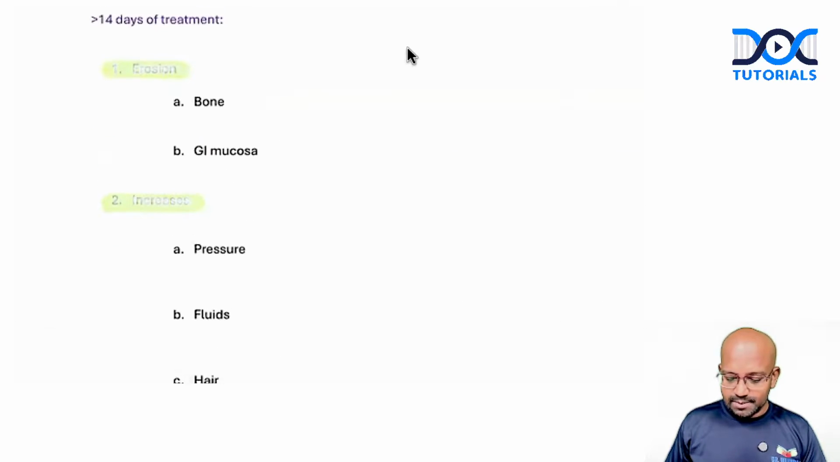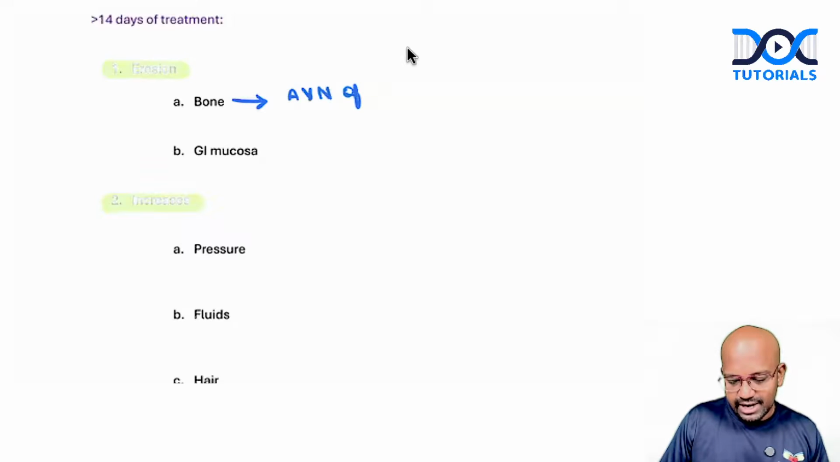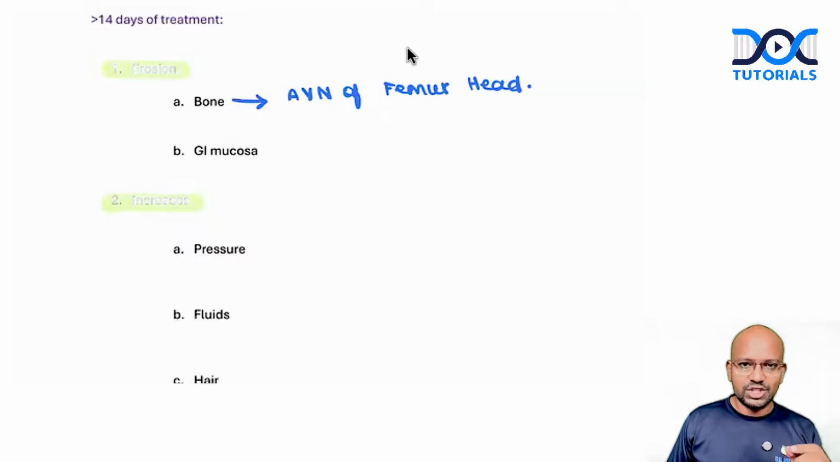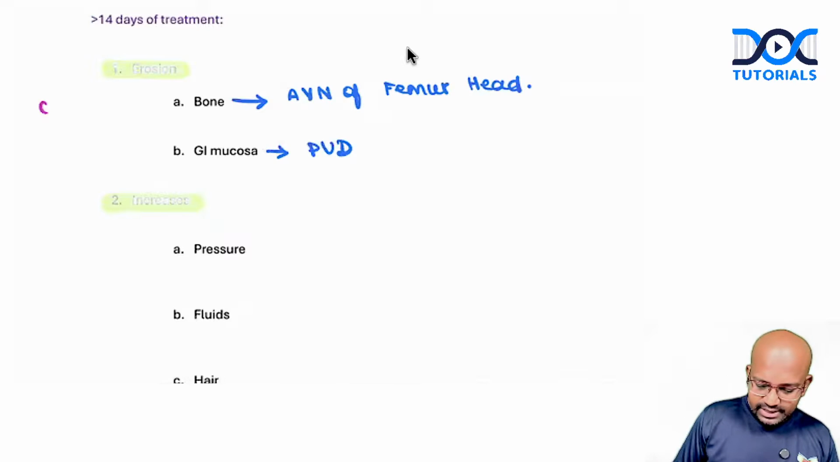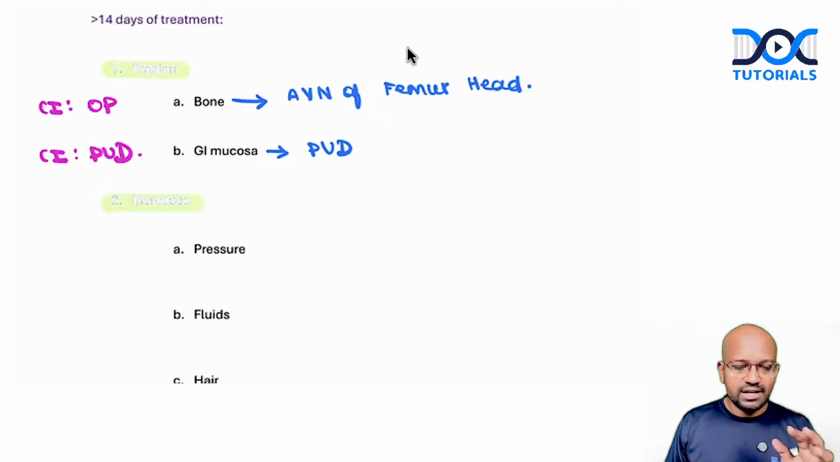Let's start with the first one. It produces erosion of bone. What type of erosion? Patients might develop avascular necrosis of the femur head. This is a very famous question, my dear: what type of bone deformity might patients develop under long-term steroid therapy? Avascular necrosis of the femur head. In the GI mucosa, patients might develop peptic ulcer disease. That is the reason why these drugs are contraindicated in osteoporosis and in peptic ulcer disease. Good. In a single shot, we are explaining the adverse effects and the contraindications for the use of steroids.